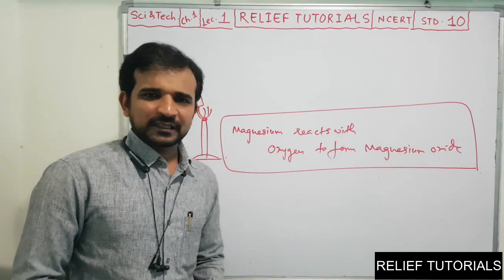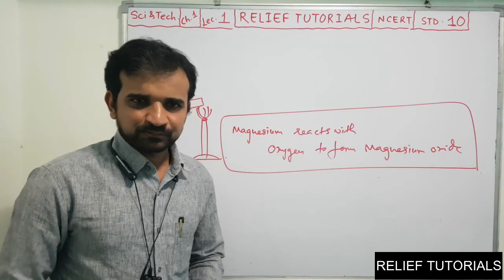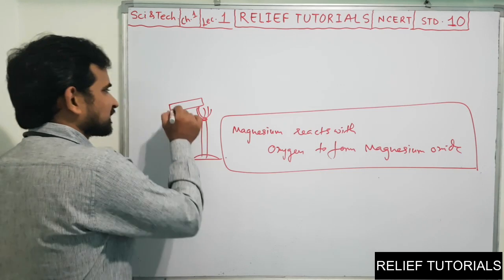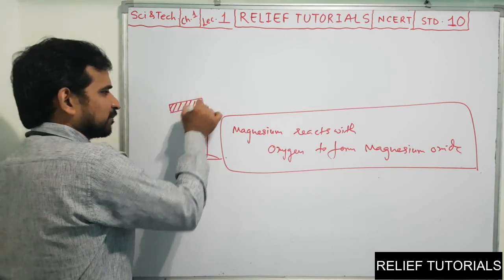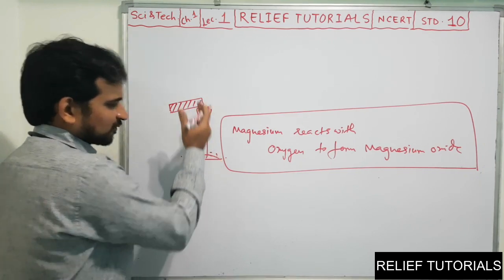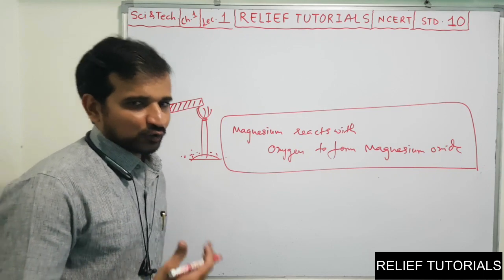Every time, it is very difficult to represent any reaction in the word form. If you perform this activity in your lab, you will see that this is a solid piece of magnesium, but when it reacts with oxygen, it is converted to powder. You will see some powder falling down, and this is the magnesium oxide powder.